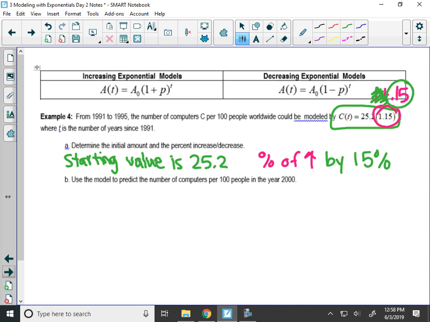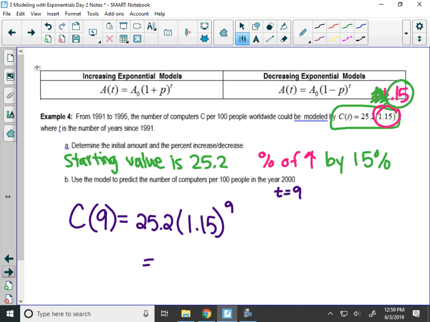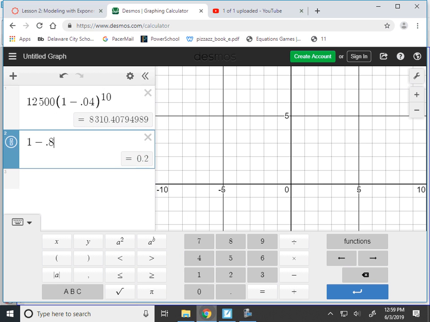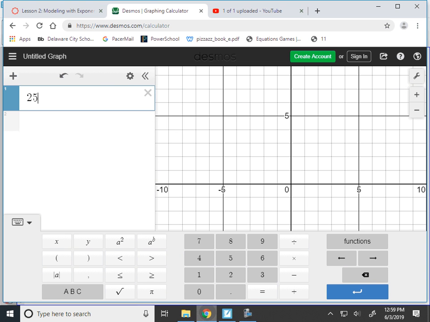Now use the same model they gave you to find the number of computers in the year 2000. Well, we started in 1991, so the year 2000 is 9 years after 1991. So we're going to find for t equals 9. So the number of computers in year 9 is 25.2 times 1.15 to the 9th power. And you can go ahead and type that into Desmos. Here we go. And it says 88.65.